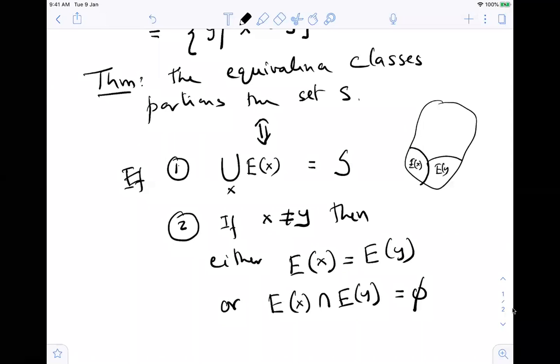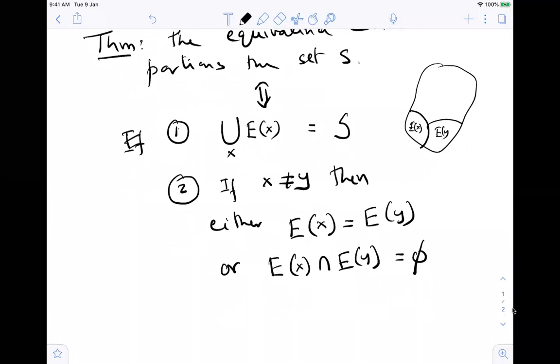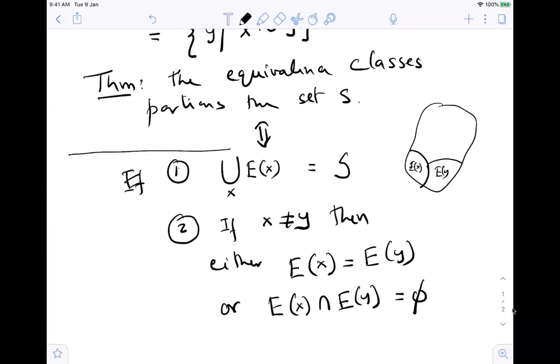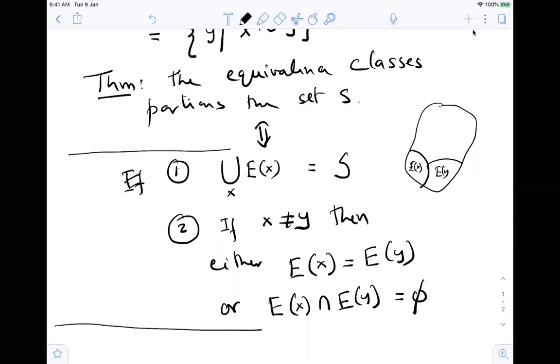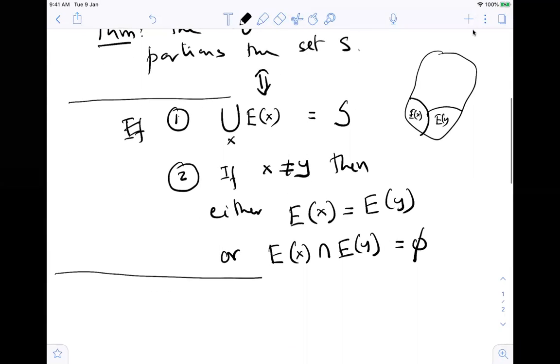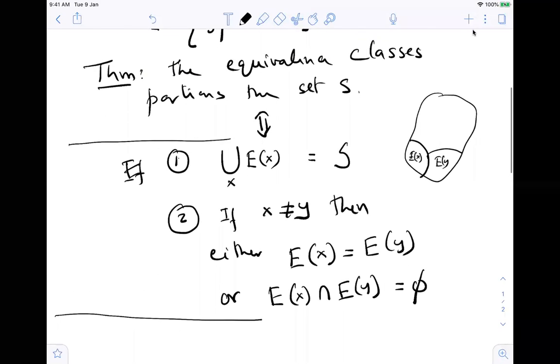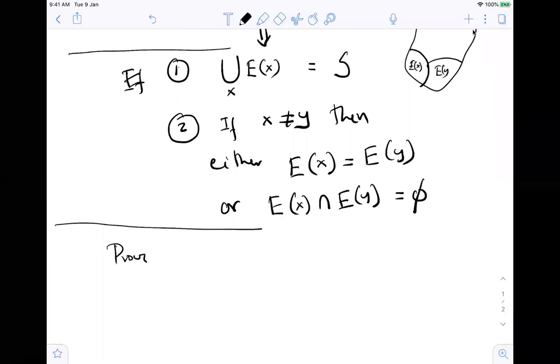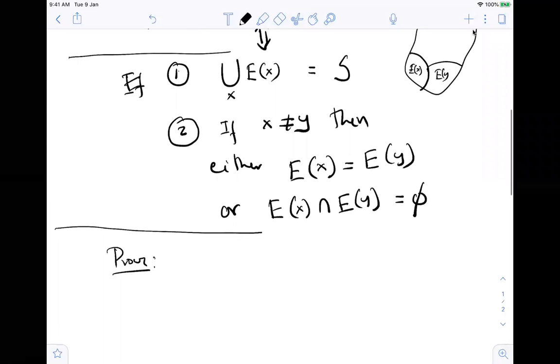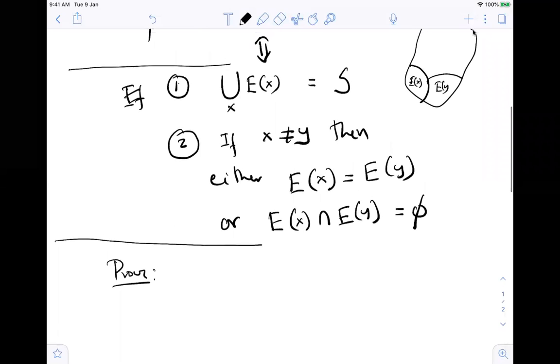If this is clear, then this is what we need to show: the equivalence classes partition the set S. So now let's try to prove it. What do we have to prove? First of all, see.